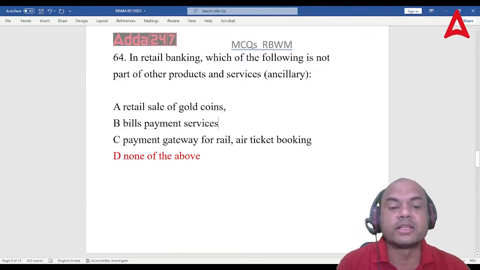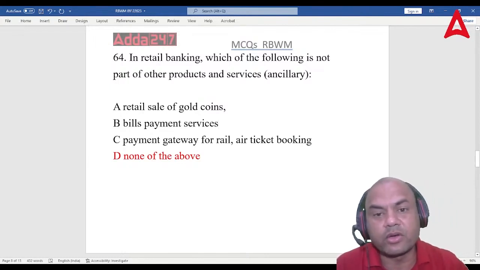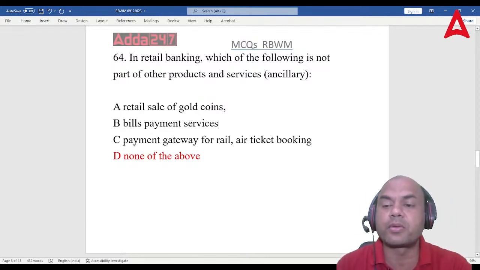So the answer is none of the above. Okay, all of them are a part of other products or ancillary services.